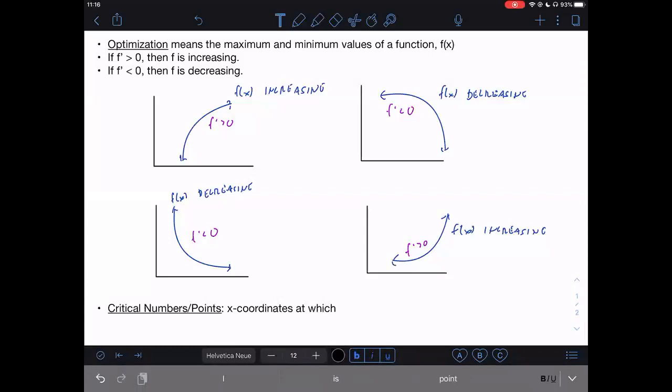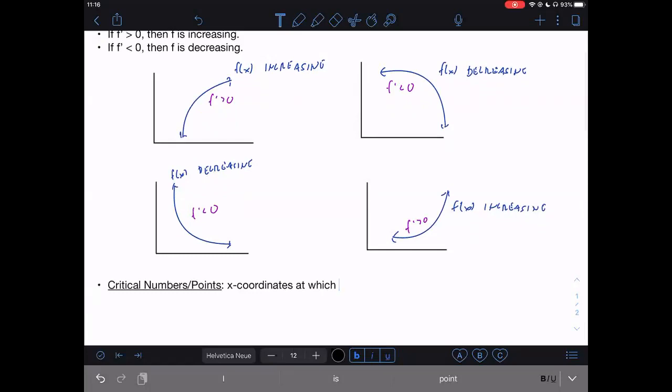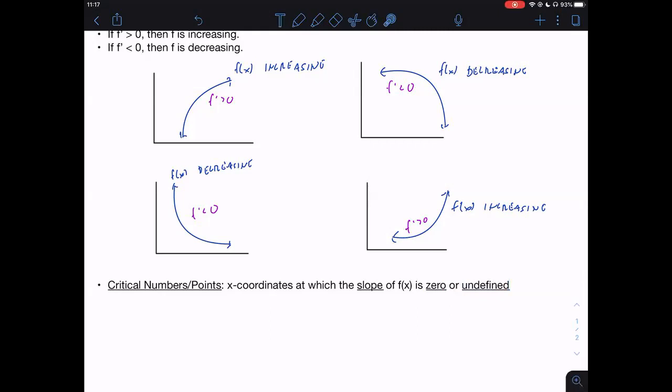All right, so the critical numbers will be the x-coordinates, and I'm going to emphasize that, the x-coordinates at which the slope of our function is either 0 or even undefined. Okay, where the slope is undefined, that also indicates a critical number, a critical point of our function of x.